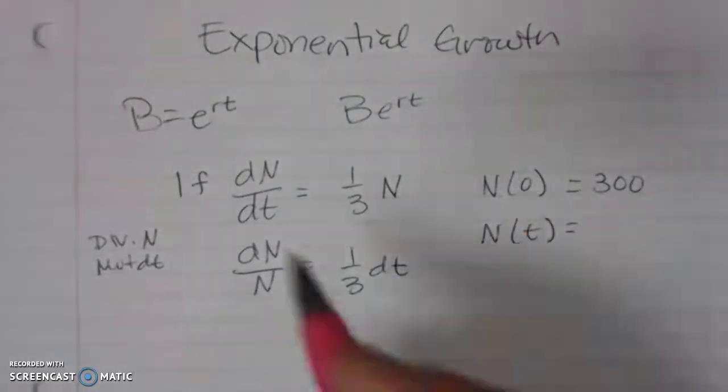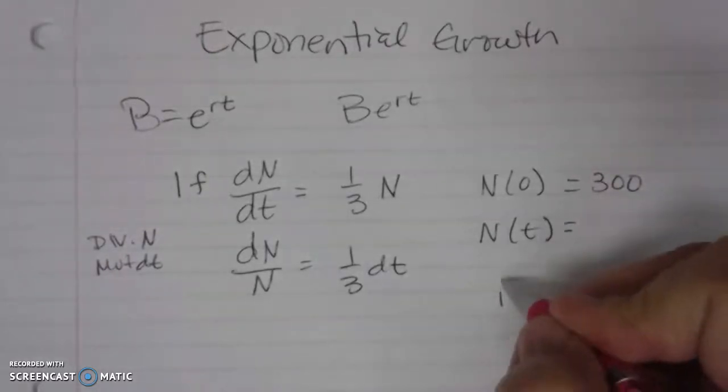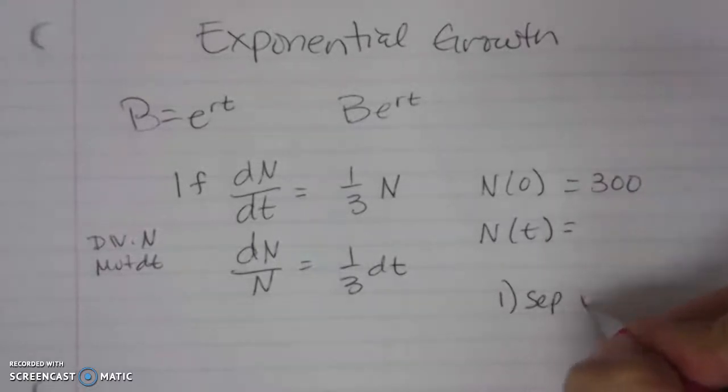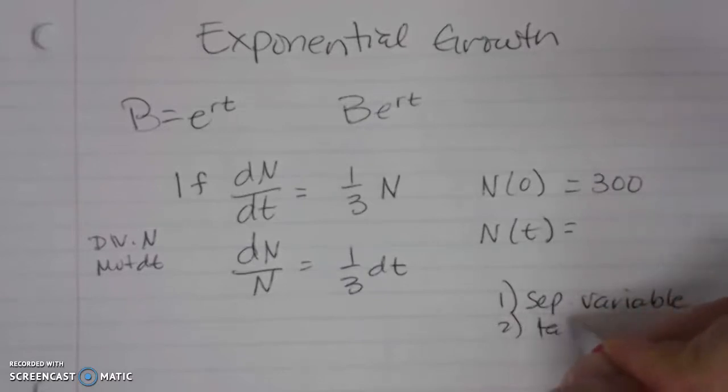Now on an FRQ, just that move of separating the variables will give you a point, and each FRQ is worth 9 points. So that's the first thing you want to do. I'll make little notes right here: separate variables. Then the second thing is we're going to take the integral.